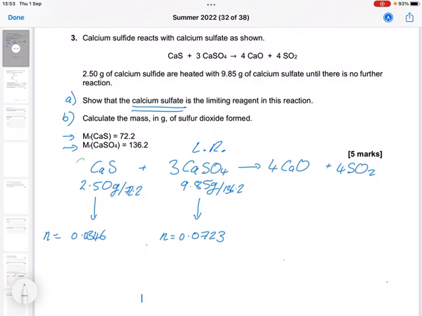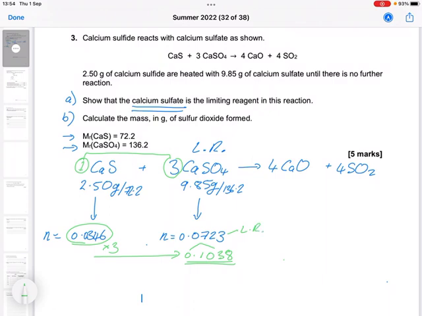Now, there's a ratio here of 1, because obviously no number means 1, to 3. So if I'm going this way, what I need to do to this value here is times it by 3. 0.0346 times 3 gives me 0.1038. So 0.1038 is greater than the 0.0723, which makes this the limiting reagent.